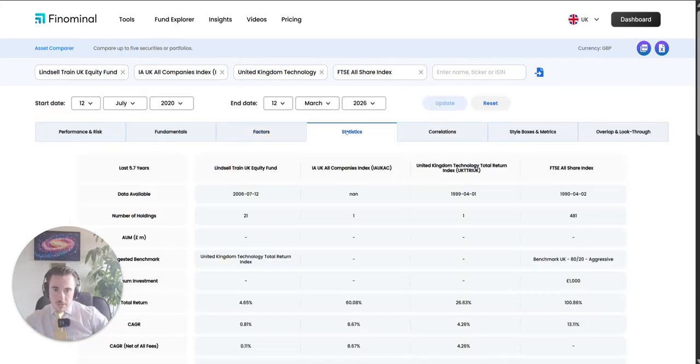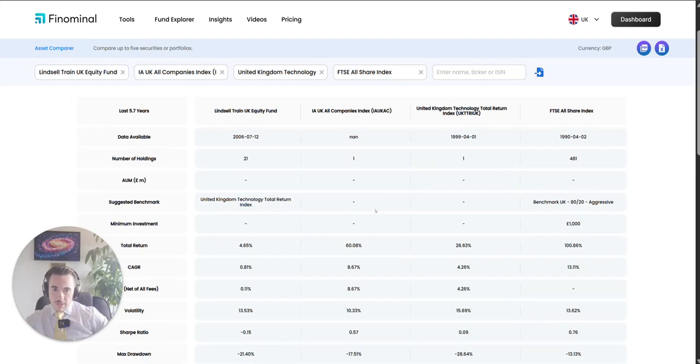But I'm going to end on the statistics tab here, where overall, I think it's quite clear that Lindsell Train UK Equity Fund has had a very good run initially, but over the last 5 years, if we look at CAGR alone, it's 0.81%, not even a percent, versus the other assets shown here, with FTSE All Share at 13.11%. Passive fund, and you're paying 0.67% for the Lindsell Train UK Equity Fund, is what I would note.